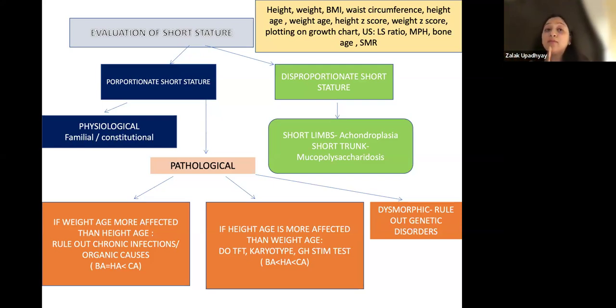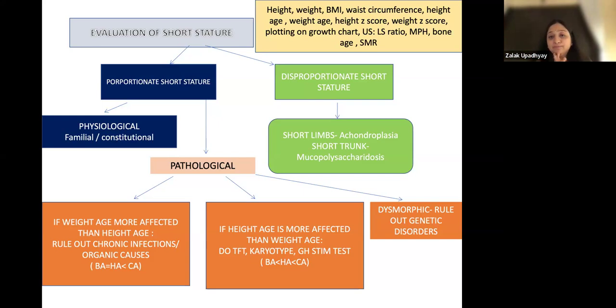Waist circumference, when you are evaluating a child with overweight, obesity, very important. Height age, weight age, height score. Then plotting on growth chart, upper segment, lower segment ratio, bone age, MPH obviously, and SMR, that is puberty. You have to look at the puberty staging.